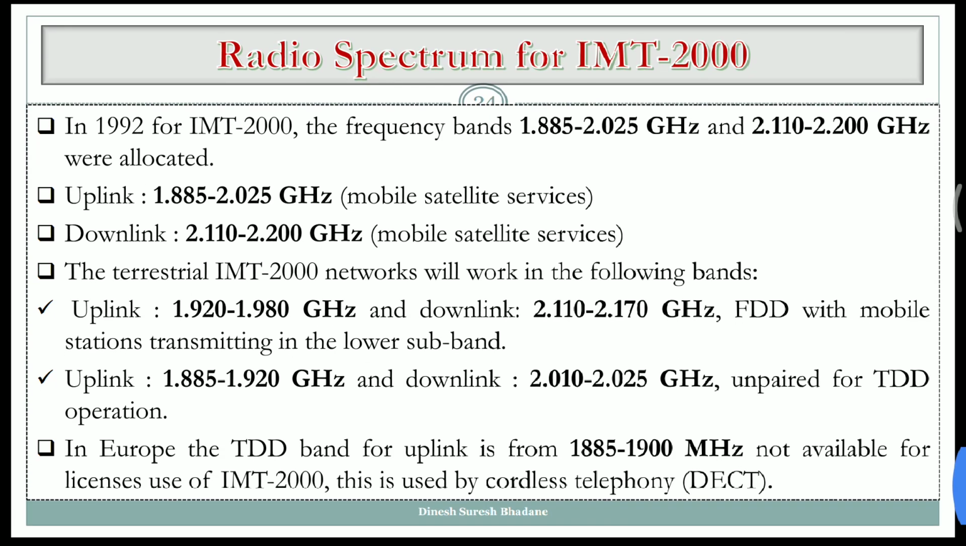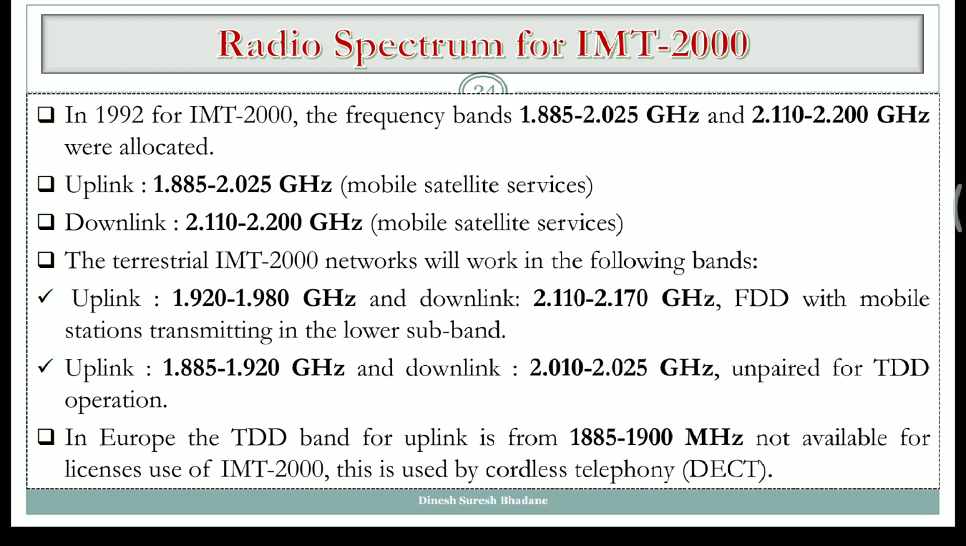The radio spectrum which is used for IMT 2000: in the year 1992 for IMT 2000, the frequency bands from 1.885 to 2.025 gigahertz and 2.110 to 2.200 gigahertz were allocated. That is, uplink is from 1.885 to 2.025 gigahertz, which is for the mobile satellite services, and for downlink it is 2.110 to 2.200 gigahertz.